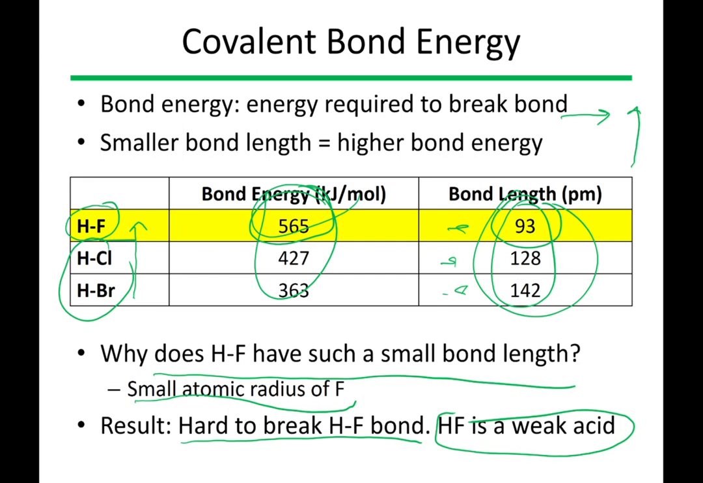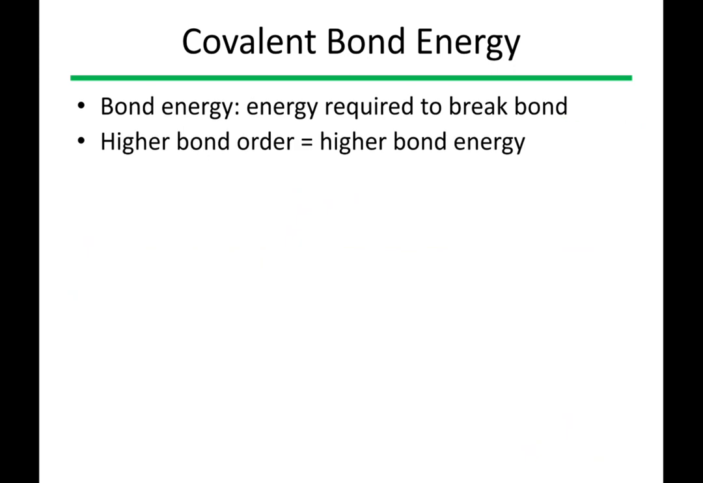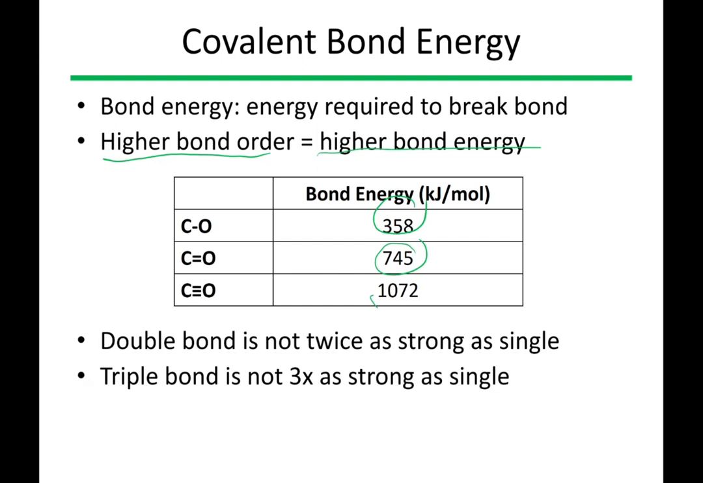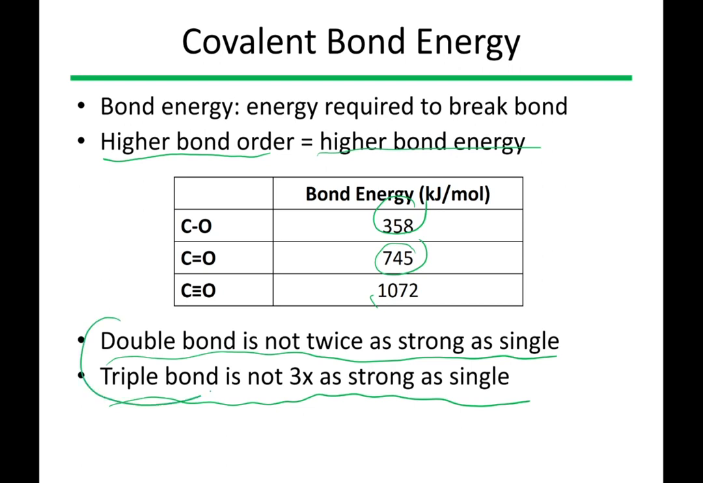of that HF bond. And remember, bond order is related to bond length, so if we have a high bond order, that would be a short bond length and a higher bond energy. So we can see this trend in these different carbon-oxygen bonds. The C-O bond requires 358 kilojoules per mole to break, while the double bond requires 745, and the triple bond is 1072. One thing you'll also note from this trend is that the double bond is not exactly twice as strong as a single bond, and a triple bond isn't necessarily 3 times as strong as a single bond. Remember, these are just defined as how many electron pairs are involved in the bonding.